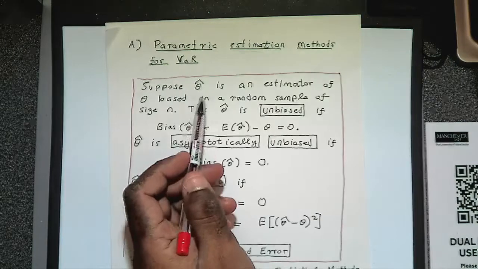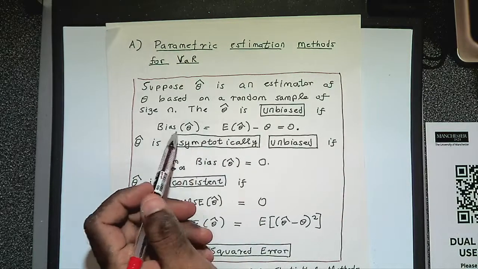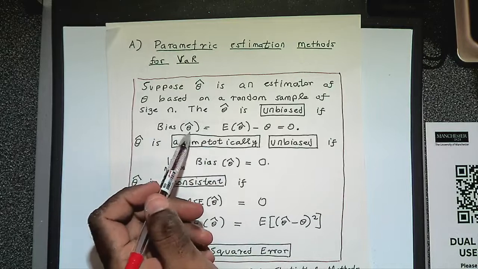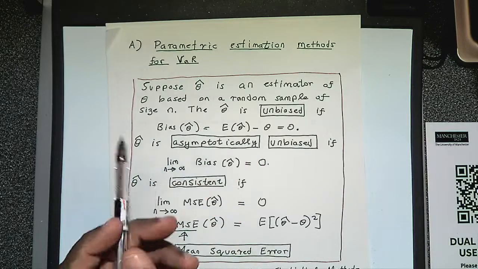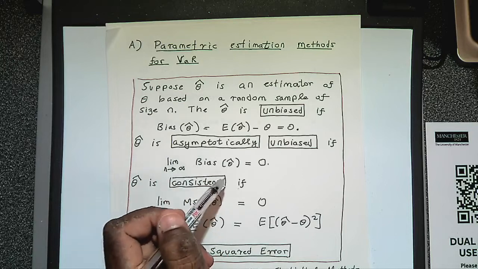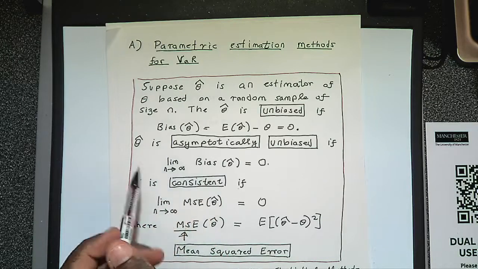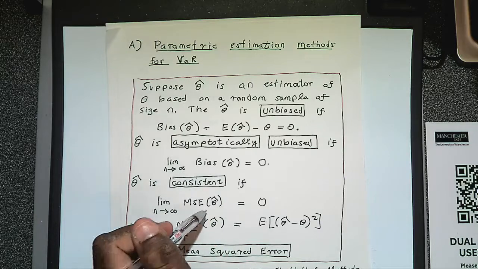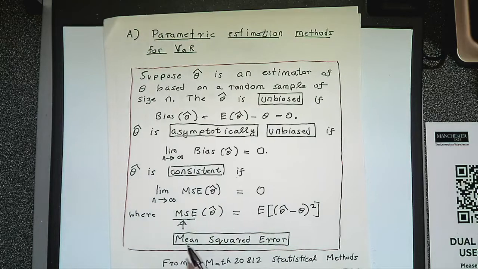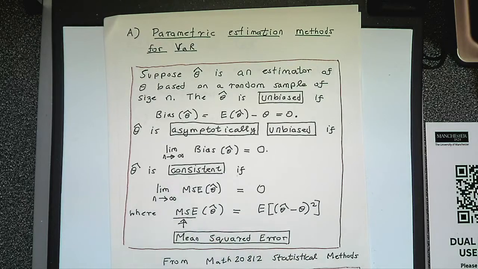If you have an estimator theta hat of theta, then it's unbiased if the bias, which is defined as this, is equal to 0, and it's asymptotically unbiased if the limit of the bias is 0. And it's consistent if the limit of the MSE, the mean squared error defined by this, is 0. If the limit of the MSE is 0, then the estimator is said to be consistent.